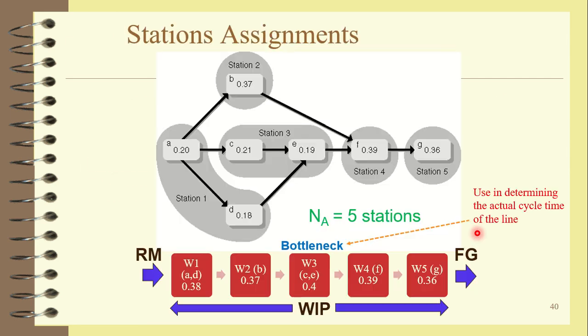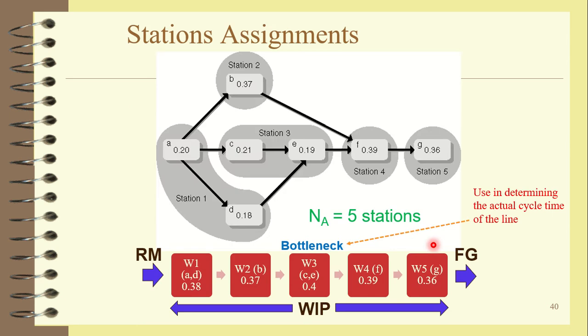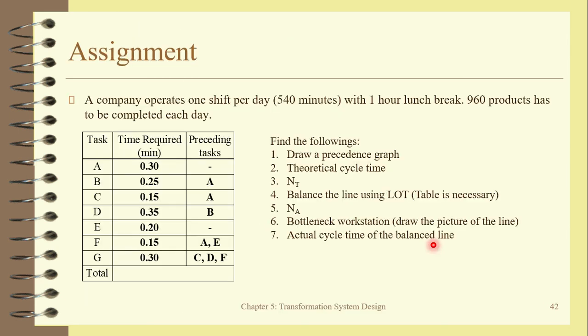The picture of the line is like this. This is the picture of the line. I would like you to draw this one, and then find the actual cycle time of the balanced line. So for the actual cycle time, you need to find the bottleneck first, and then the cycle time of the bottleneck workstation will be the cycle time of the line.